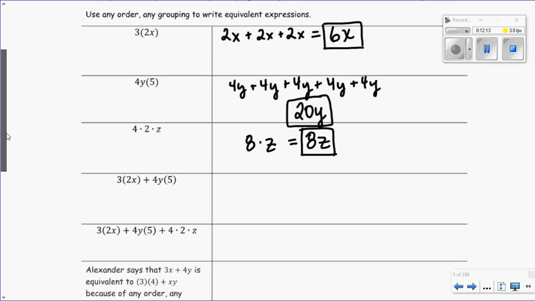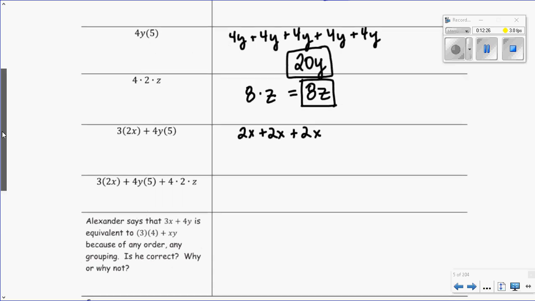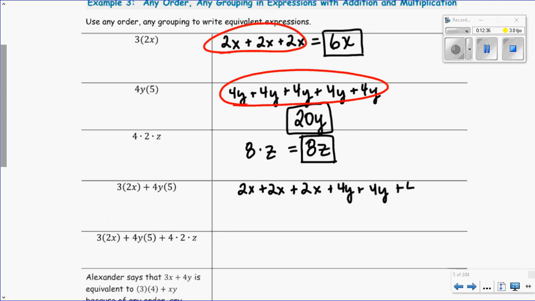Okay, the next one's a little tricky. We're going to take this as 2 separate things. 3 times 2x, so that would be 2x plus 2x plus 2x. Then I have 4y 5 times. So it's basically like we're going to be combining this example and this example. So it'll take us a second, not too long though. If we write it out like this, I think it's going to give us a better understanding of why we can't combine the y's and the z's.